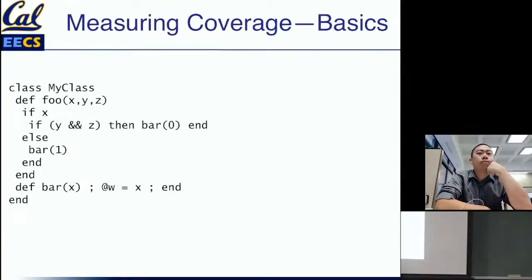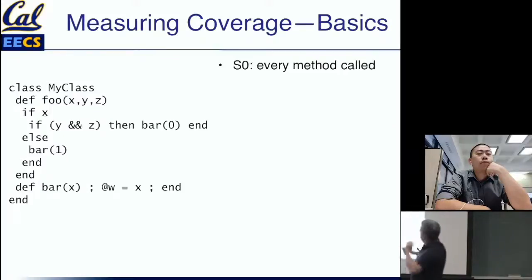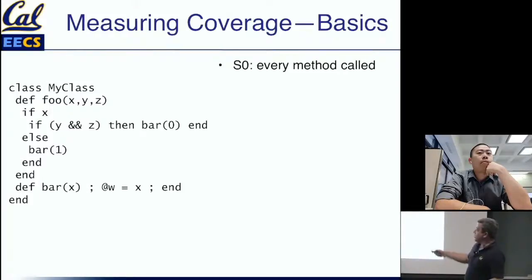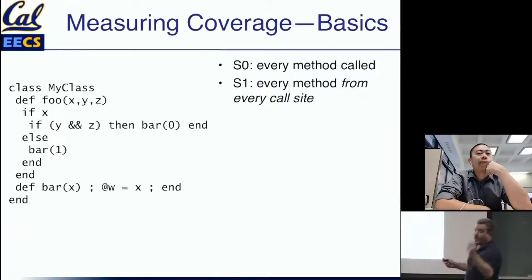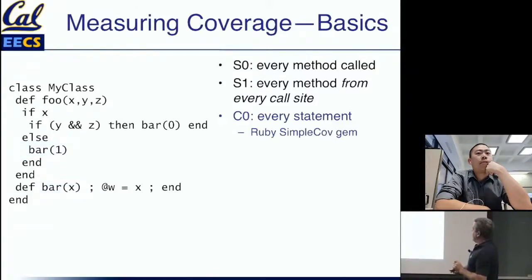Yes? Has every line been visited? So the simplest is, did I call foo, did I call bar? The next one is, have I called foo and bar from every place from which they could be called? And the one that, remind me of your name? Homi. The one that Homi just said is basically, have I at least executed every statement once? Have I touched every line, basically? Okay? And the gem that we'll be using for a lot of our coverage, called SimpleCov, basically that's what it measures. Have you touched every line?